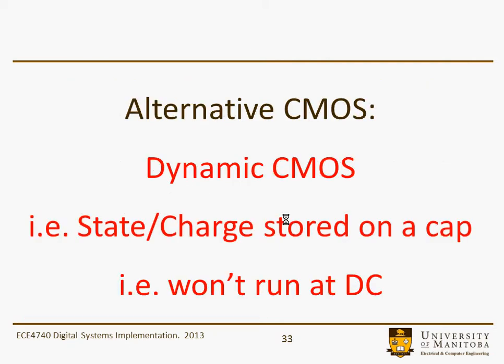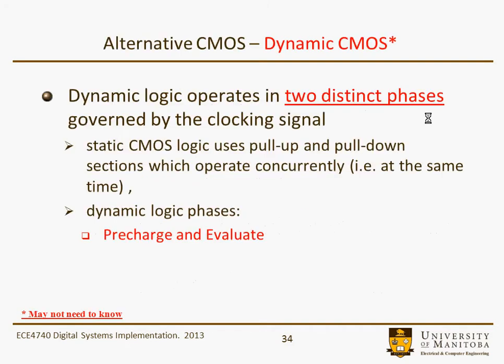So moving along a little bit, we're going to look at some dynamic CMOS, and what that means is that the state, and the charge for that matter, is stored on the capacitor, and again it also won't run at DC. That's where the word dynamic comes from. So the dynamic logic operates in two distinct phases governed by a clock. As we know, static CMOS logic uses pull-up and pull-down sections which operate concurrently at the same time.